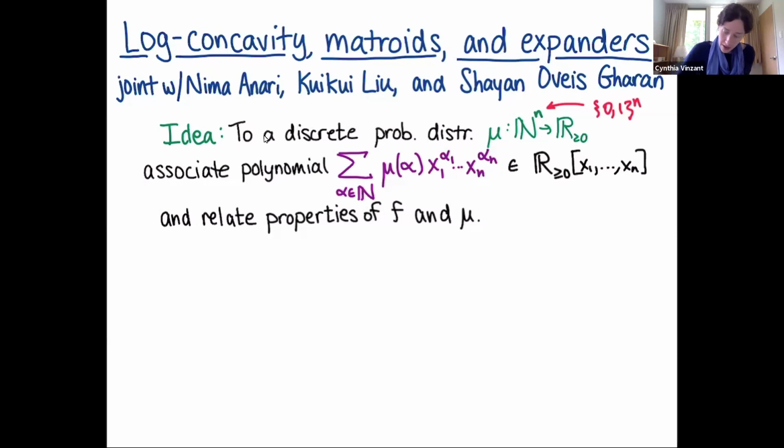I can trivially associate a polynomial to these with non-negative coefficients. And the real magic of doing this happens when you can relate properties of the polynomial, as a polynomial or as a function, with properties of your distribution. And so that's the story that I want to talk about. But that's the high level.